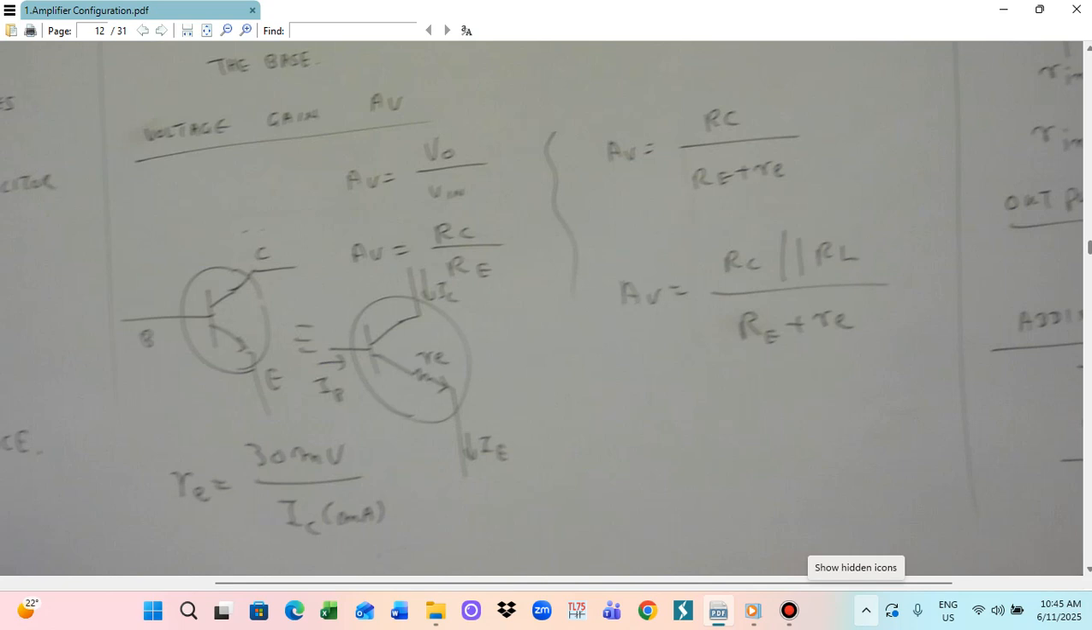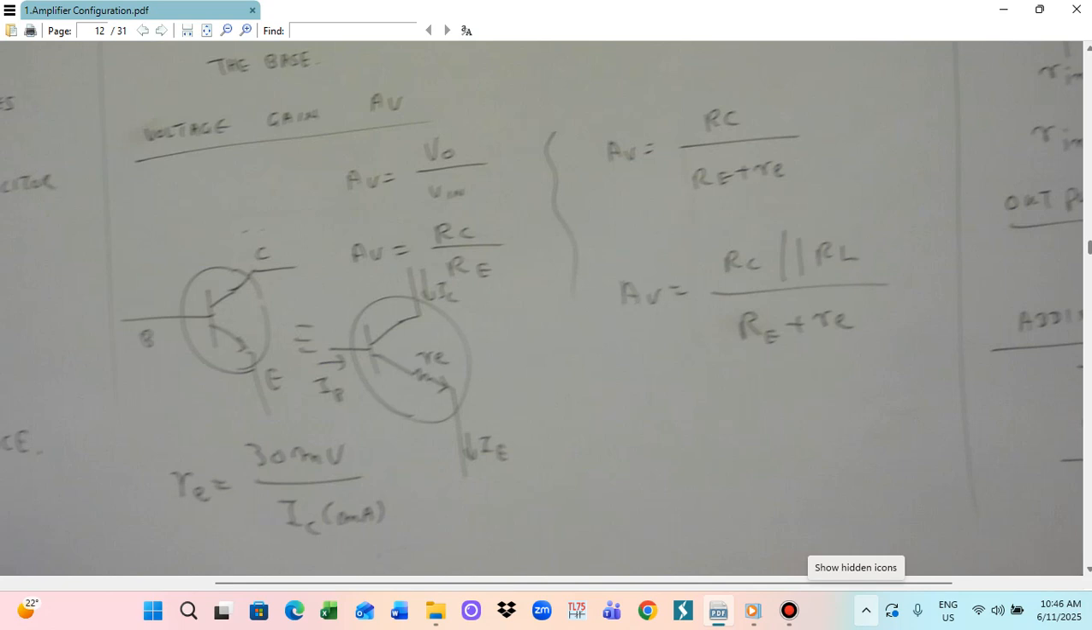So this current is IB, this current is IC, and IE is also flowing. So this is for the little resistance re. The little resistance re can be calculated: re is equal to 30 millivolts divided by IE in milliamperes. This is the way we calculate the small re of the emitter, also called the shunt resistance. That resistance can be calculated by that formula.